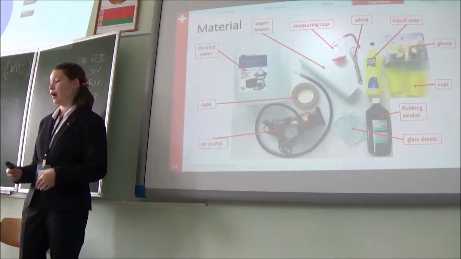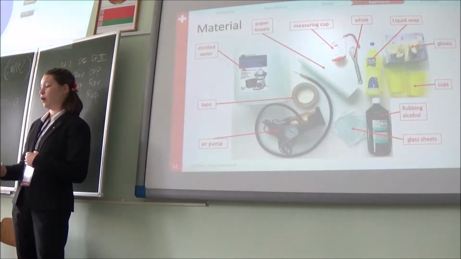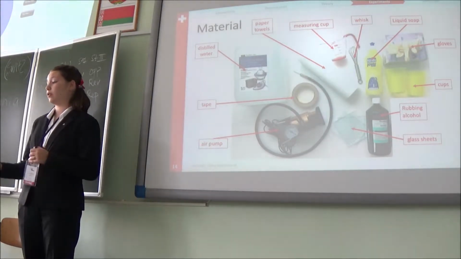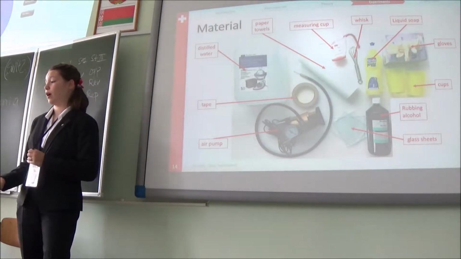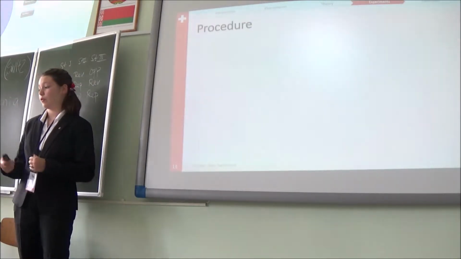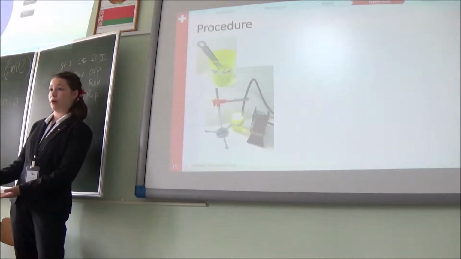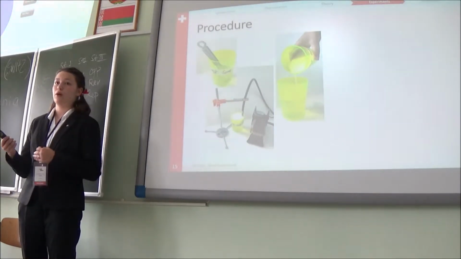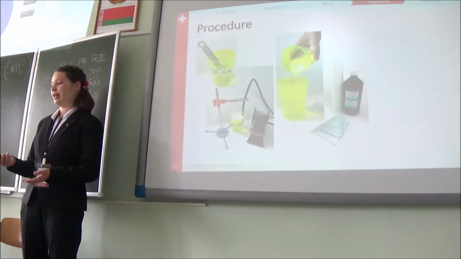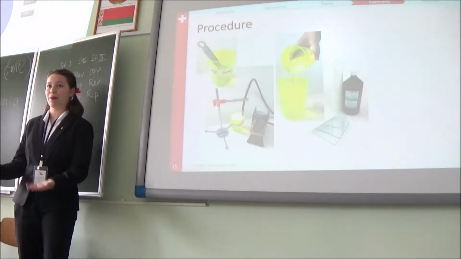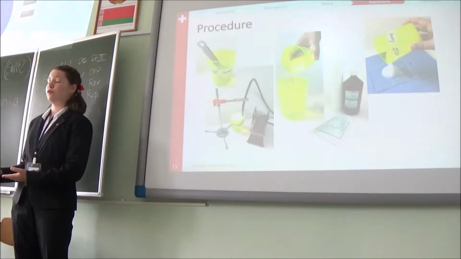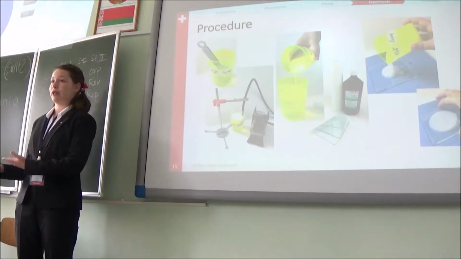For my materials, I used distilled water, tape, an air pump, glass sheets, rubbing alcohol, cups, gloves, liquid soap, whisk, measuring cup, and paper towels. Then for my procedure, I made the soap foam mixture, and I created bubbles with my air pump. Then I drained the liquid, and I cleaned the glass sheets with rubbing alcohol. Then I put the foam onto the glass sheets and put the other glass sheet on top.